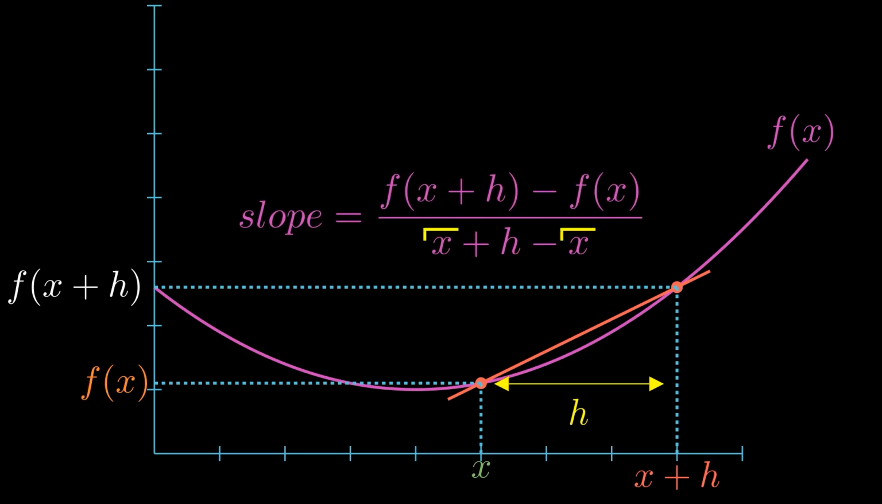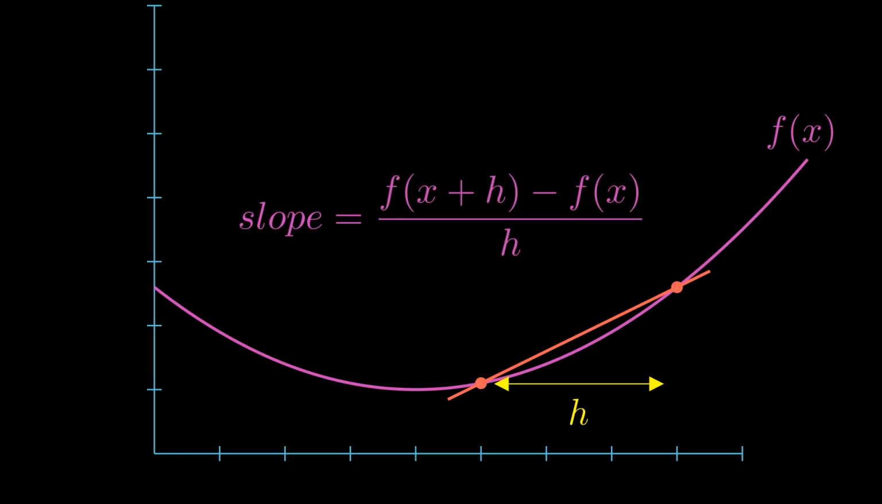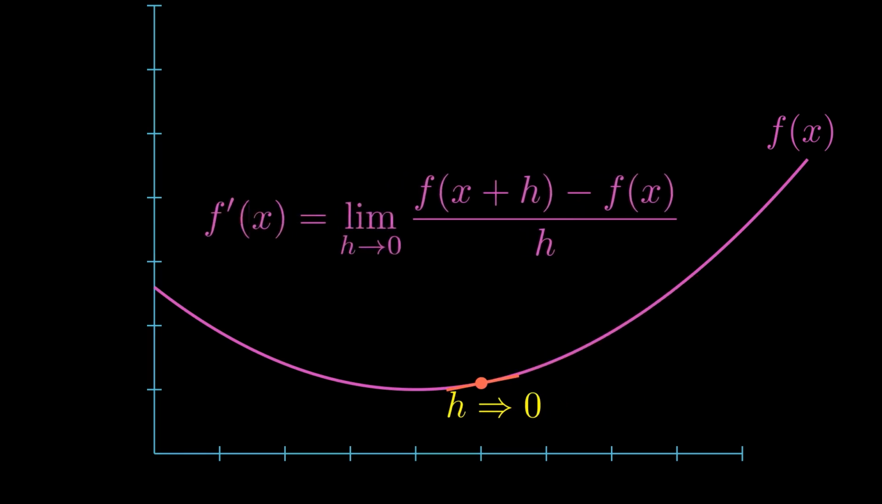We can see that we have plus and minus x. We can therefore simplify to h. What we have here is the slope of the secant. However, a derivative describes the slope of the tangent. To go from a secant to a tangent, we let h go towards 0. Thereby, we now have the definition of the derivative.